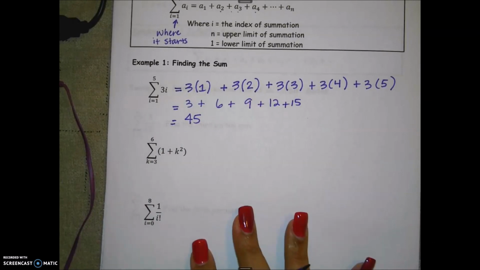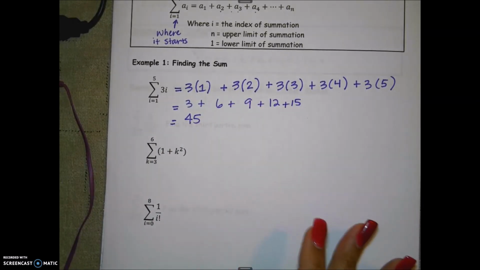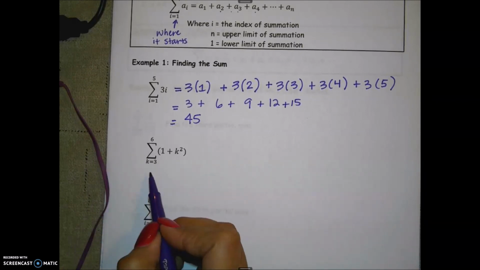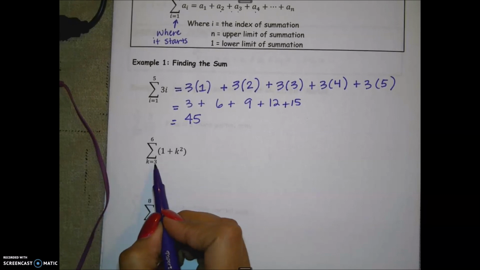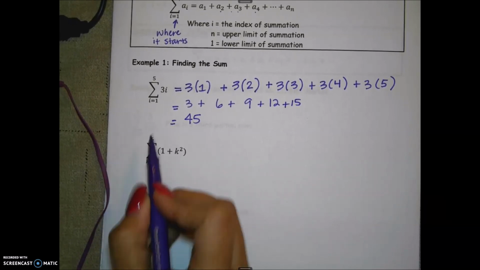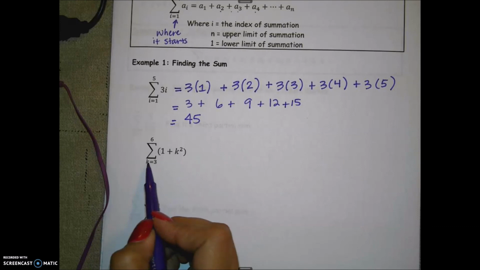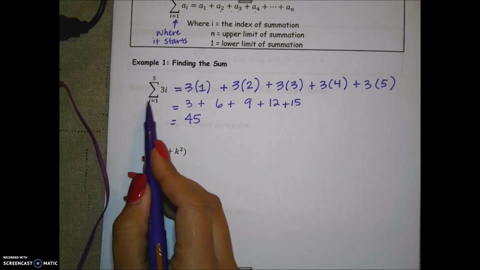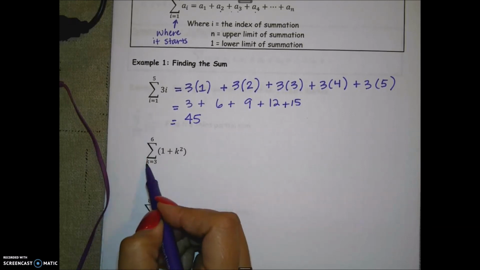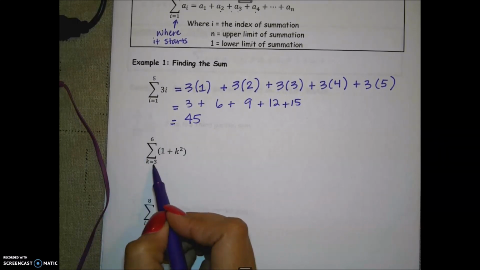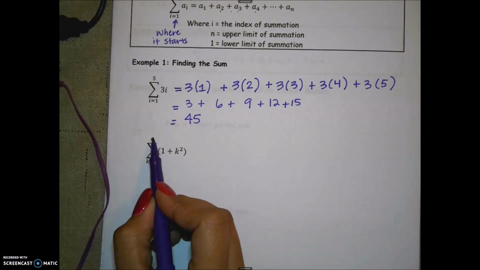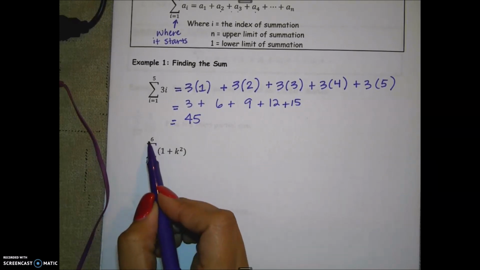All right. Look at problem number 2. Problem number 2 tells us to find term number 3, my lower limit, up to term number 6. And here's how I'm going to do it. You're going to take 1 plus k squared. I should tell you that k and i are the exact same thing, so it doesn't matter what letter is down here. What we're focusing on is the number on the bottom, which is your lower limit, and the number on the top, which is your upper limit.